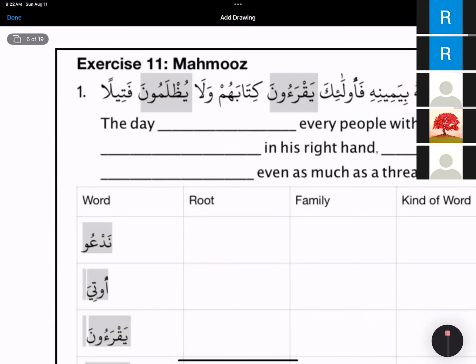What's the difference between la nahiya and la nafiya? La nahiya is a jazm particle and la nafiya is not. Yes, and la nahiya is forbidding. Over here, it's not forbidding, right? It is just simple negation. It's a statement: wala yuzlamuna fatila. What is fatila?